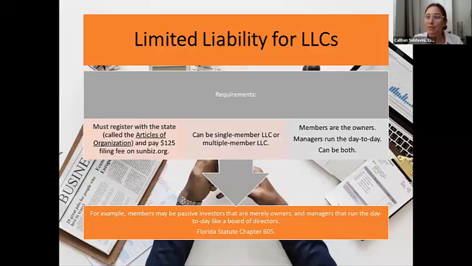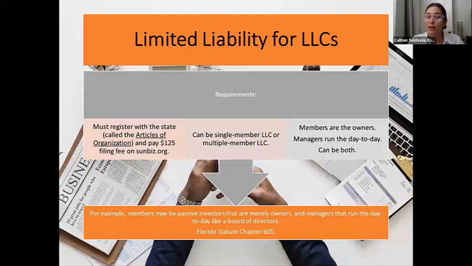For a limited liability company, this is the most common choice for my small business owners, unless they have something more complex going on, like if there's several owners, or if there's different voting classes, meaning you want some people to only be able to vote on some matters. Normally for small businesses, an LLC is most appropriate. And in order to get that liability protection, first you'll have to register what's called the Articles of Organization on sunbiz.org, and the filing fee is $125.